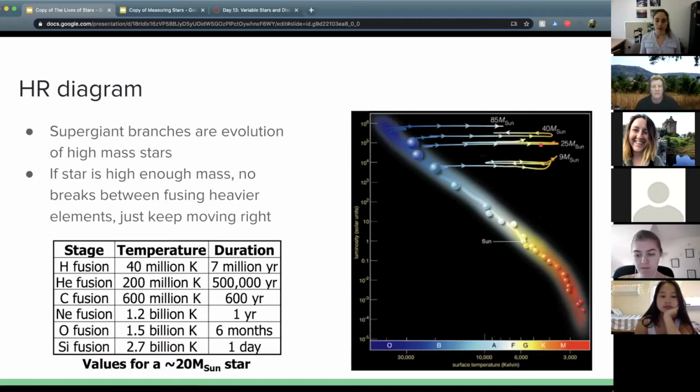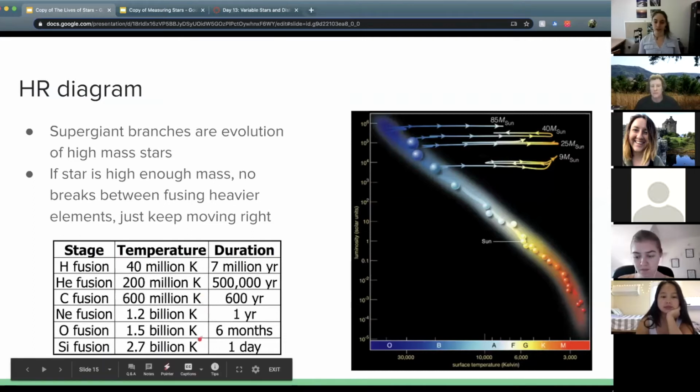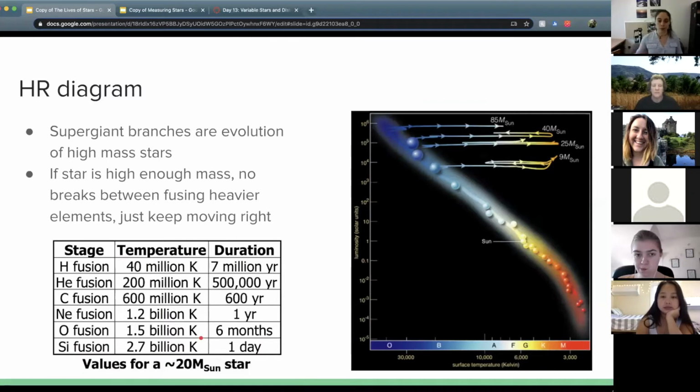For example, a star 20 times as massive as the sun will spend about 7 million years fusing hydrogen to helium. Then it will only spend 500,000 years fusing helium to carbon and oxygen. Once it runs out of helium, it will be fusing carbon for about 600 years. When it runs out of carbon, it will fuse neon for about 1 year, oxygen for about 6 months, and then silicon for only 1 day. So once you run out of hydrogen, stars are pretty much done with their lives. They move through the rest of the elements fairly quickly before dying.